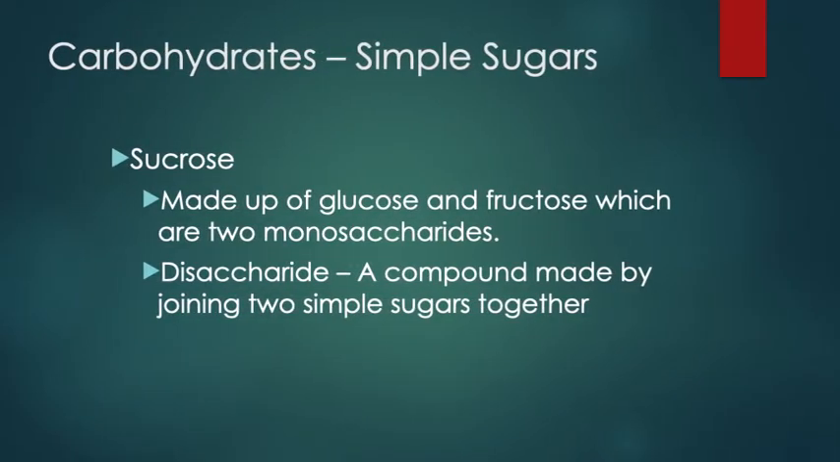So sucrose is made up of a glucose and a fructose, which are both monosaccharides, and that makes sucrose what's known as a disaccharide. In other words, there's two simple sugars joined together to make one, right? And then, of course, we can have things like polysaccharides that are even more. But these are all technically carbohydrates when we talk about it.